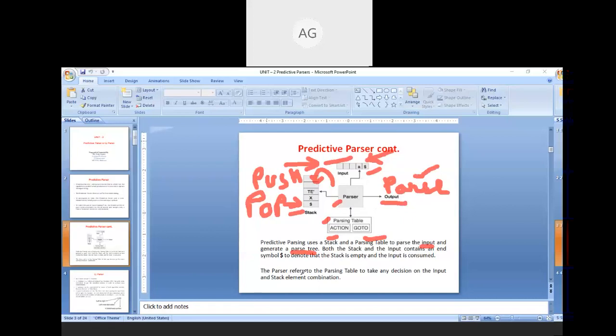The parser refers to the parsing table to take any decision on the input and stack element combination. Both the stack element and the input symbol are required in order to get the final parse tree from the parser. So this is basically the diagram by which you can get the parse tree.